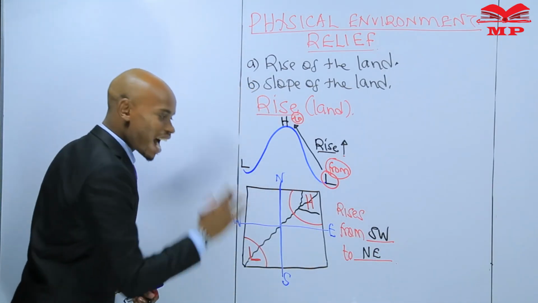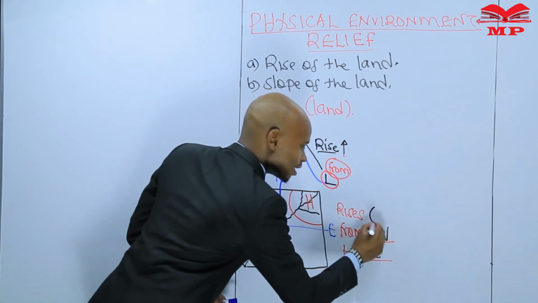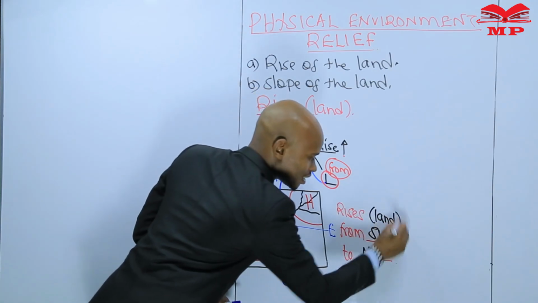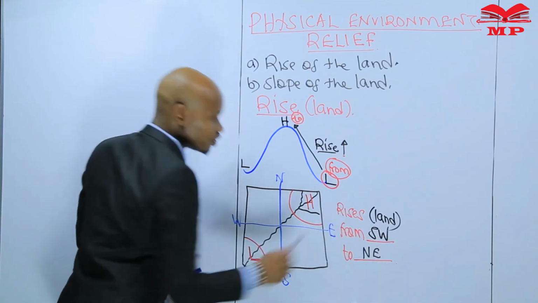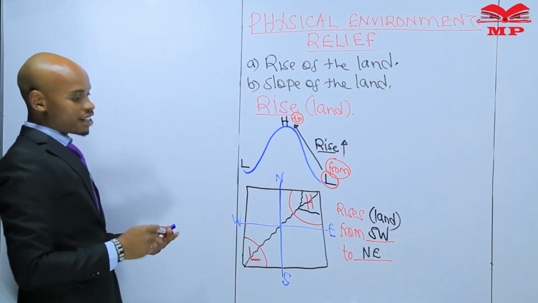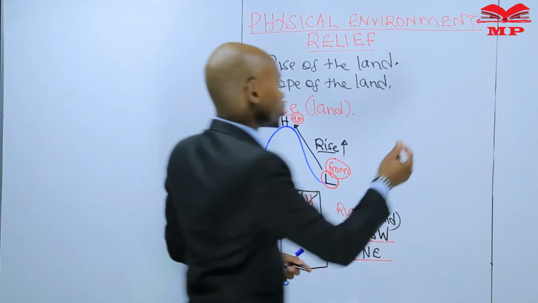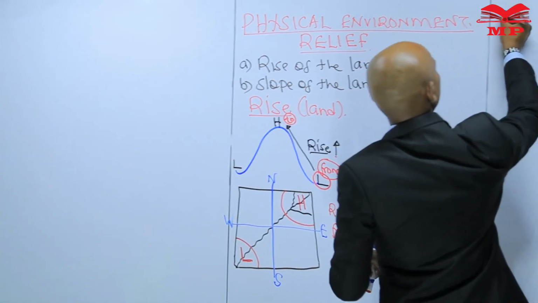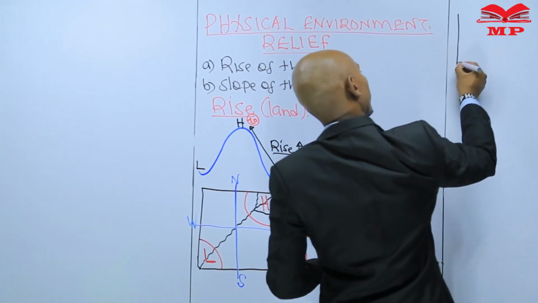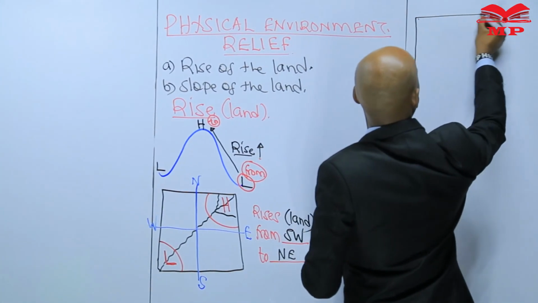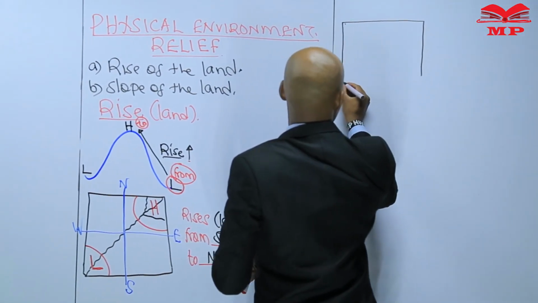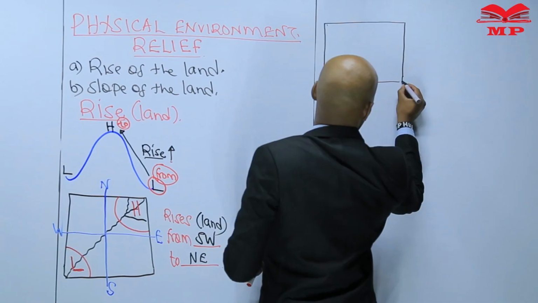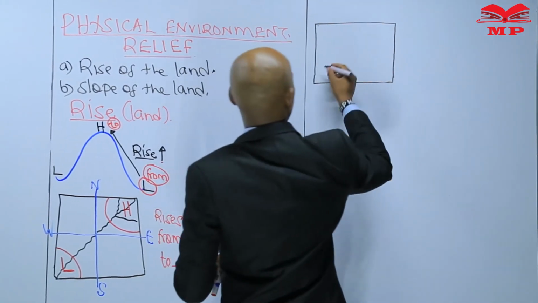This area, the land, remember, we are talking about the land, not the river, rises from southwest to northeast. Another example, maybe to give another example. The more the examples, the easier it becomes. You have maybe our river.